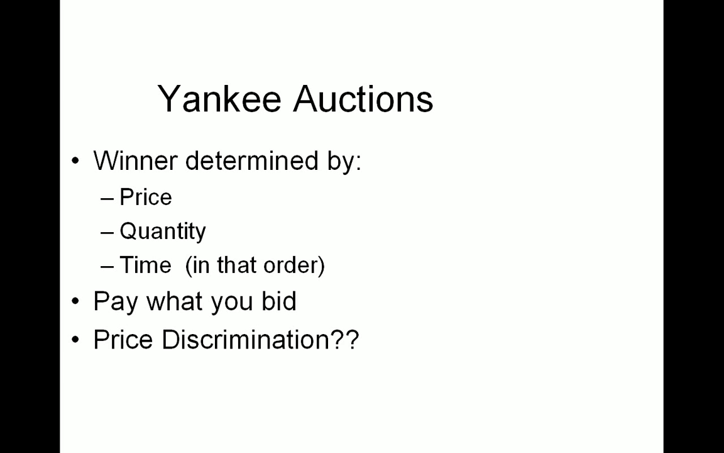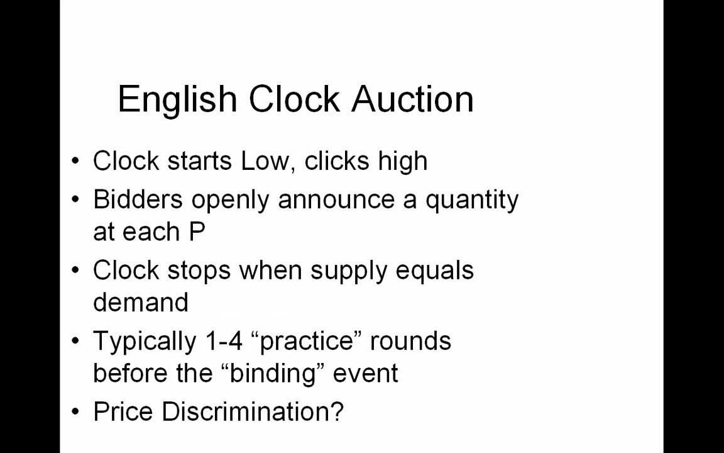An English clock auction is another multiple unit auction. The clock starts low and clicks high. At each price, bidders announce the quantity that they want to have, and the clock stops when the supply equals demand. So here there's only one price. There's no price discrimination. Everybody gets exactly what they want at the price that they want to pay. No price discrimination. And typically there might be some practice rounds.